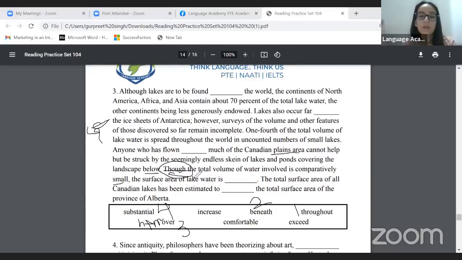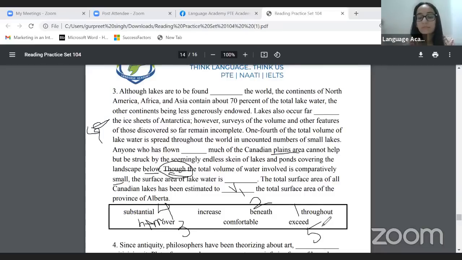The total surface area of all Canadian lakes has been estimated to dash the total surface area of the province of Alberta. Grammar says with two comes the first form of the verb. Simplifying the sentence, one area to dash the other area. Now, can one area increase the other area? Not possible. But one area can exceed the other area. Exceed means it is more than the other area. So this is what is called simplification. One area increase the other area? No, doesn't make sense. One area exceed the other area. Exceed means more than that.